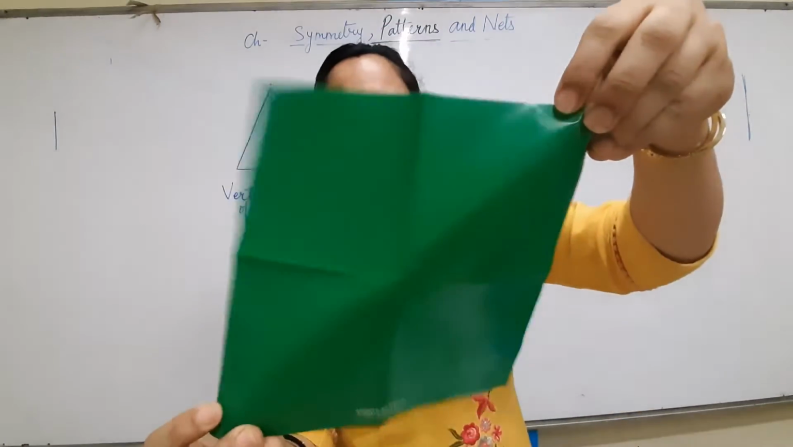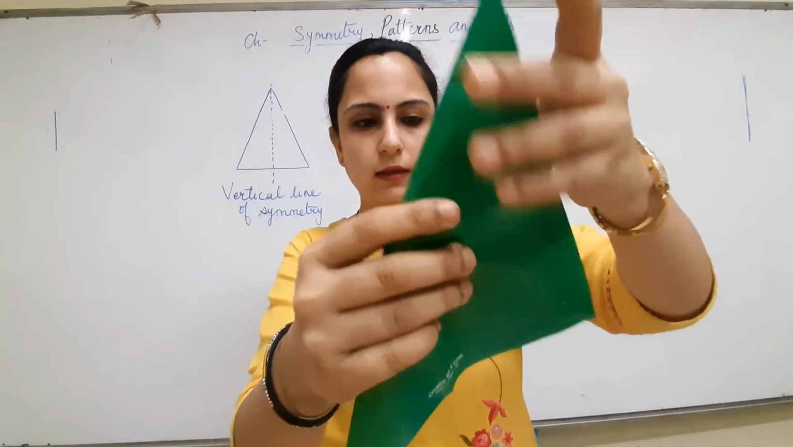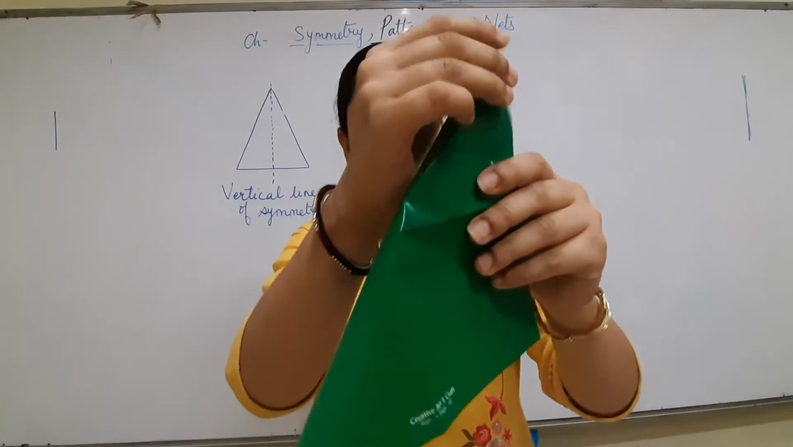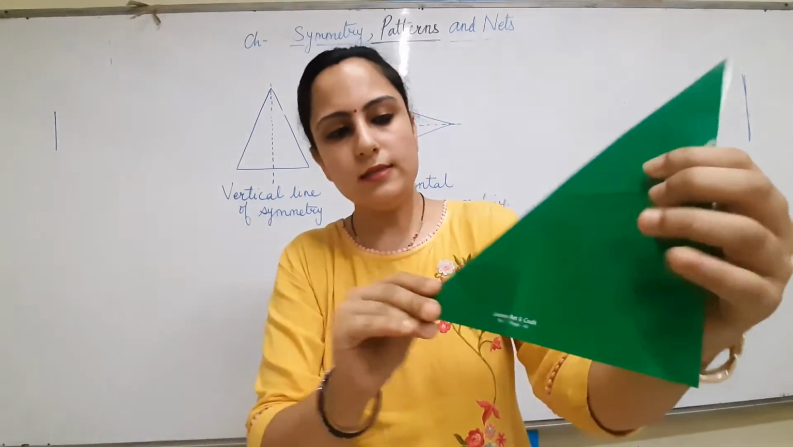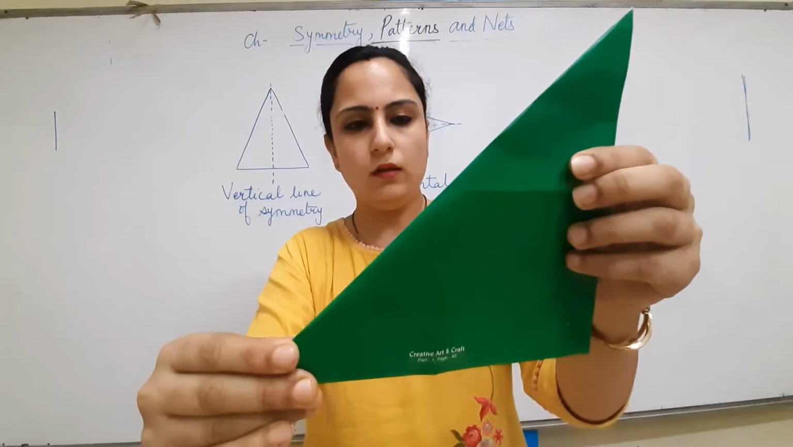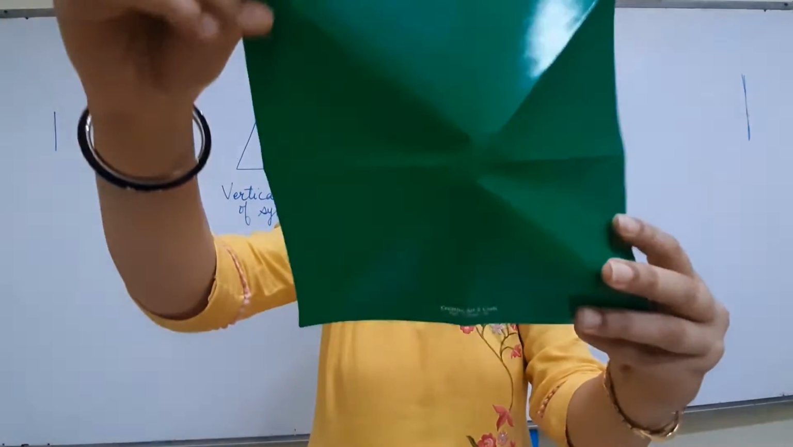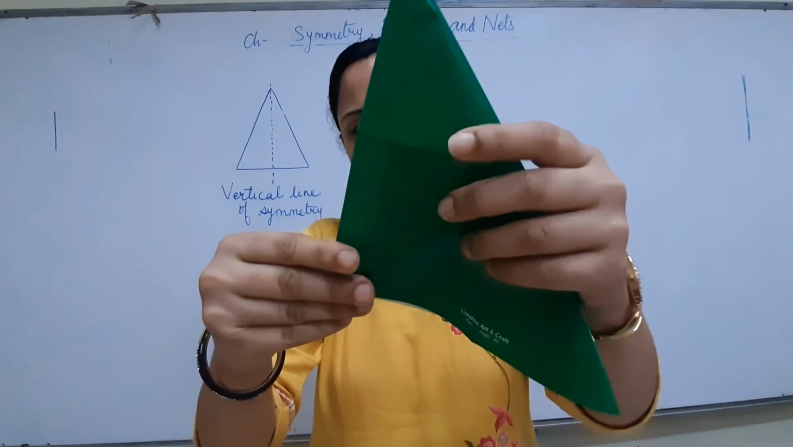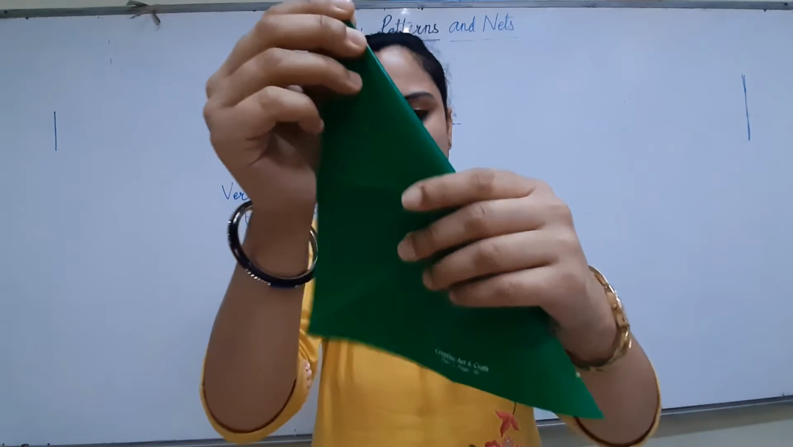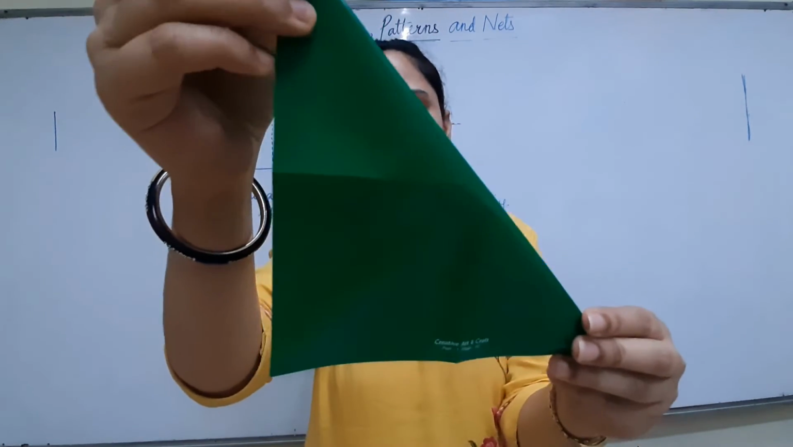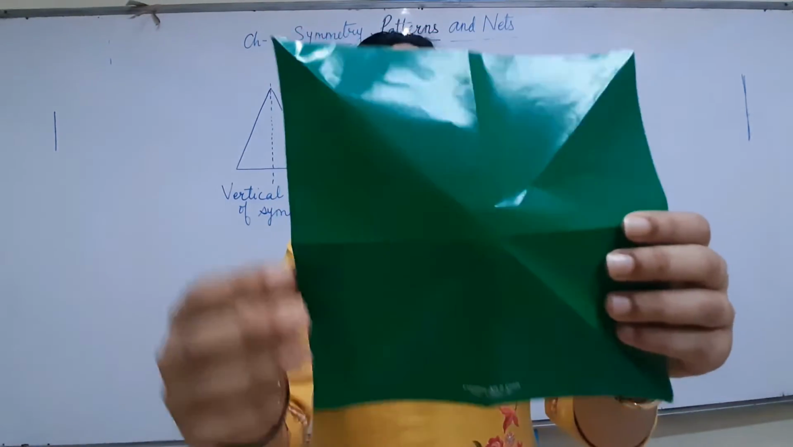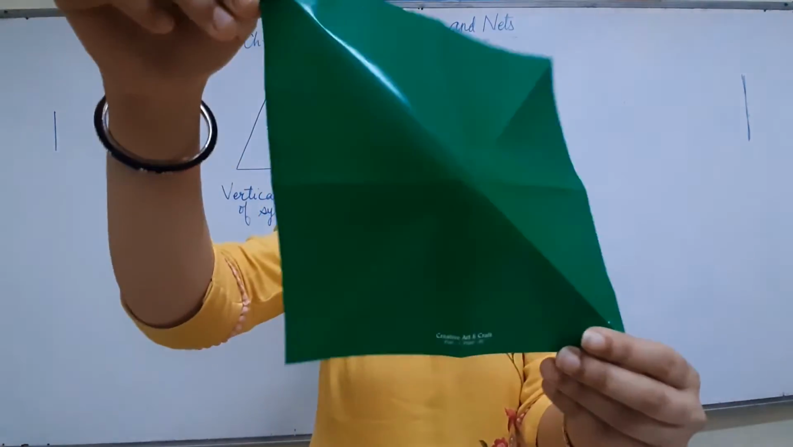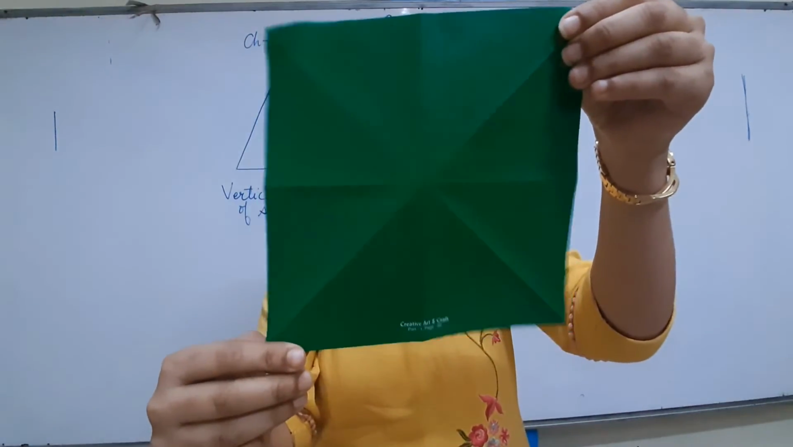It is the vertical line of symmetry. Now you can also fold it along its diagonal like this. So a square is a shape having lines of symmetry along its diagonals also. You can see it is exactly overlapping. And 1 more diagonal, as a square has 2 diagonals like this. See, it is exactly overlapping. So a square is a shape having 4 lines of symmetry: one horizontal, one vertical, and 2 along its diagonals.